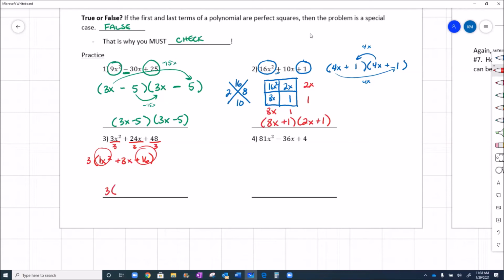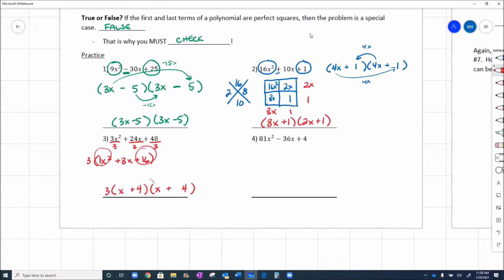Is this a special case? Because if it is, we'd have x and x, right? The square root of 1x squared. 4 and 4, square root of 16. And our sign is positive. 4x and 4x, 8x, it works out.